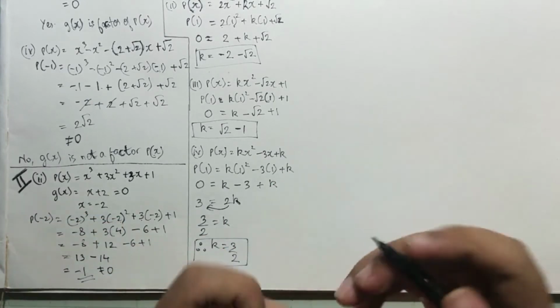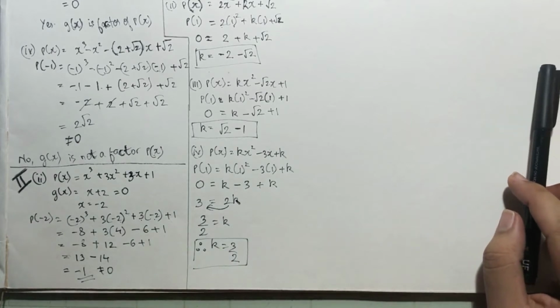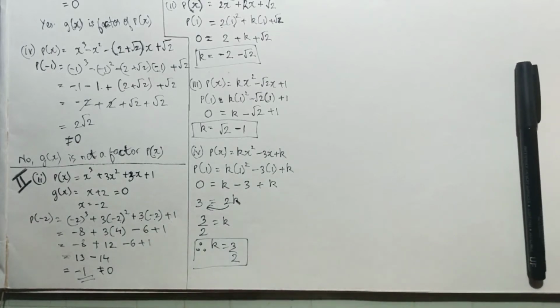So in this way you can find the unknown values in a polynomial if you know a factor of that polynomial. I hope this topic is clear. In the next video we'll start with factorization, in which middle term splitting would be there and long division would be there. There will be only 7 sums in the next video, so be ready for that video.